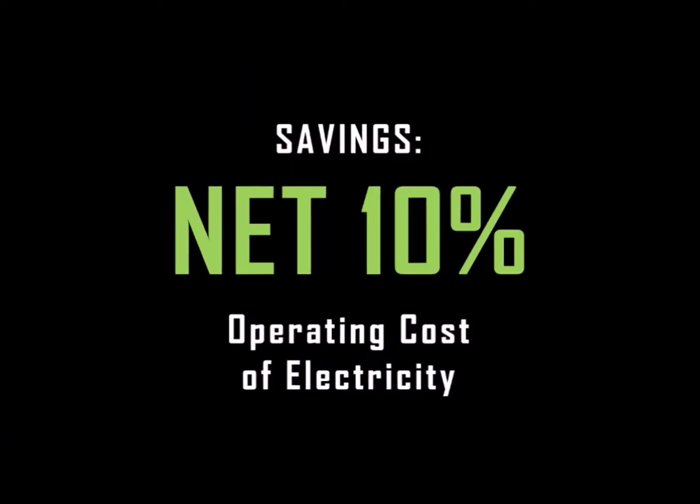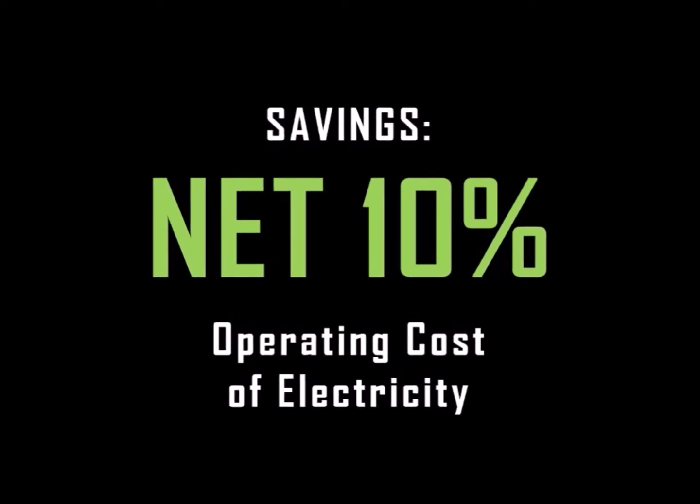So if air conditioning was half and you're saving 20%, you're talking about taking a net 10% off the operating cost of something. Could be a hospital, could be a hotel, one of these facilities. That's a big number. It's a big number.